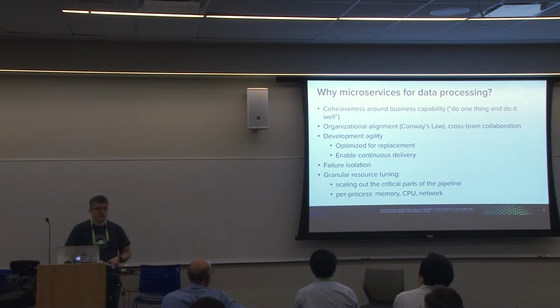Certain parts of the pipeline, for example, require more memory if you do data enrichment. Some other parts of the pipeline require more CPU, right? A monolithic structure, where you have very little control over how these different parts of the pipeline evolve, is obviously much harder to tune.